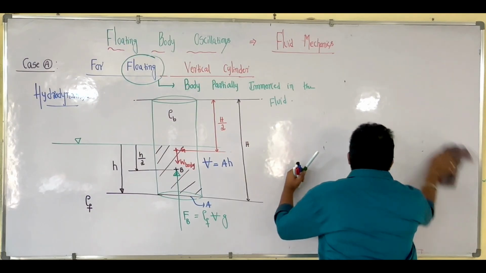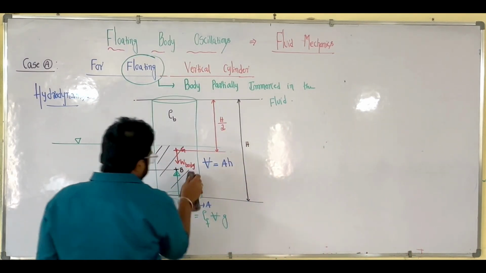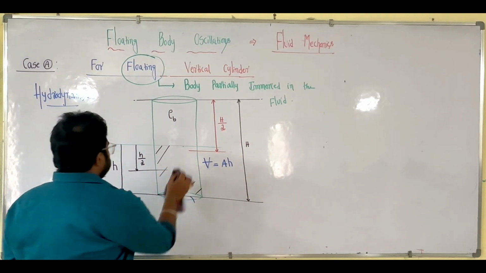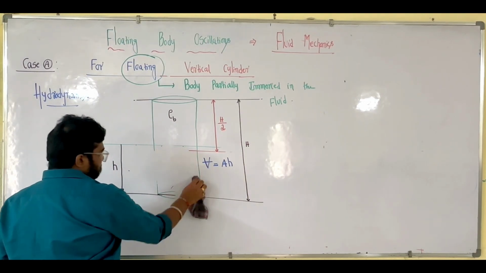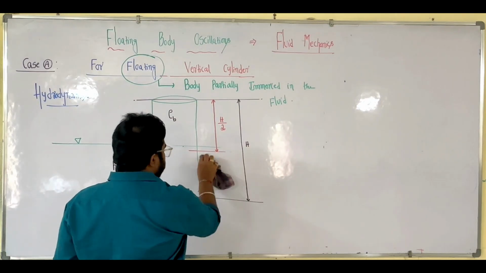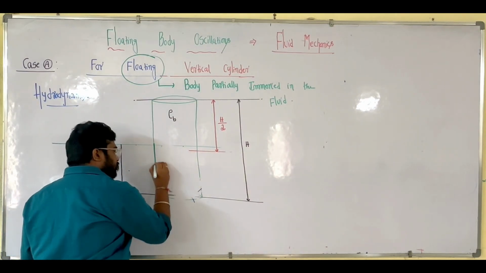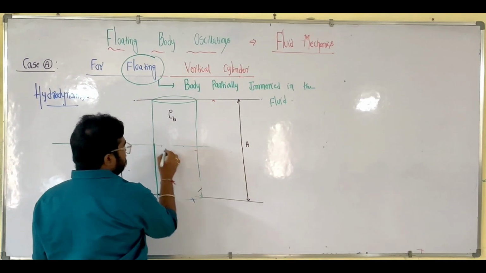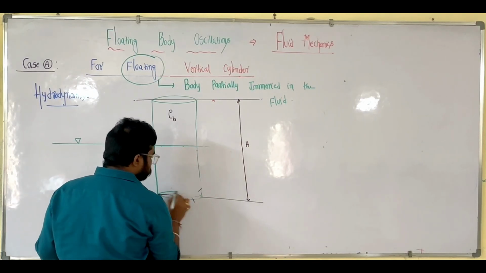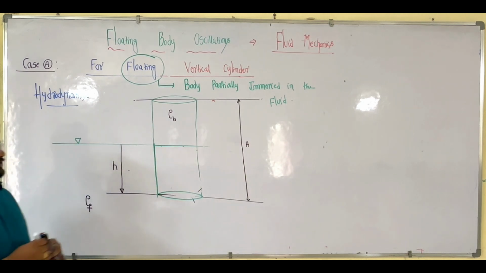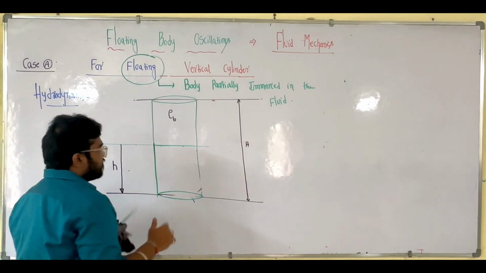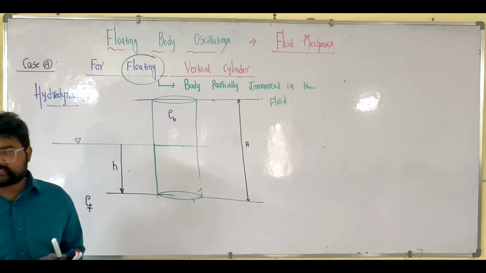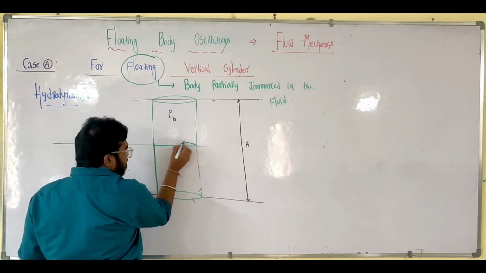First we need to draw this figure again. Hydrodynamics. So what is the first step? The body, a vertical cylinder, is floating. So first step, draw this figure again. First we need to project the area onto the free surface.